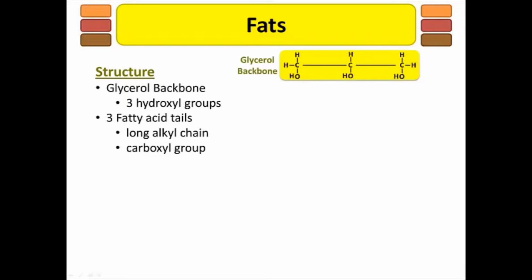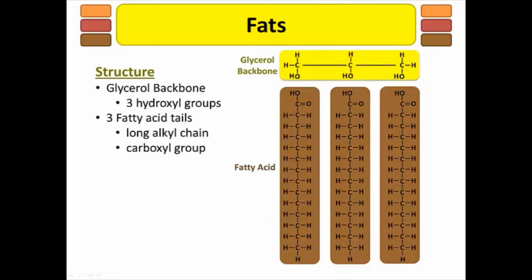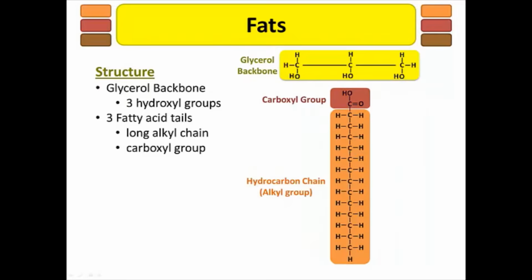A fat is made from a glycerol backbone and 3 fatty acid chains. Glycerol is a 3-carbon chain with 3 hydroxyl groups. These hydroxyl groups form sites for the condensation reactions needed to form a fat. Fatty acids are long hydrocarbon chains, called alkyl groups, that have a carboxyl group attached to one end. This chain has 12 carbons, but the length can vary for different fatty acids. The carboxyl group is always in the same position at one end of the chain.